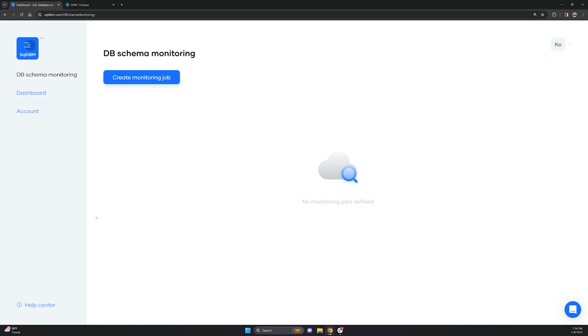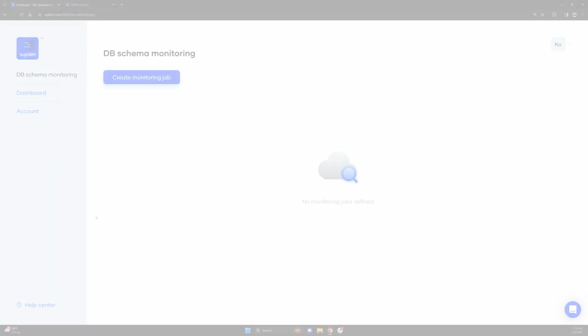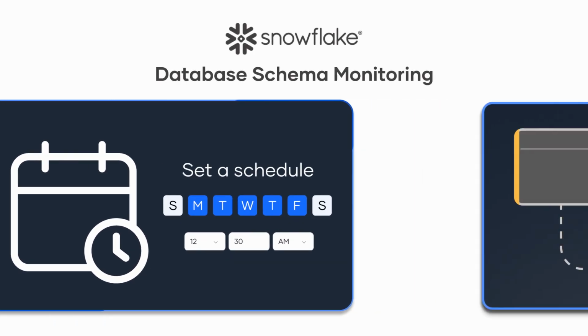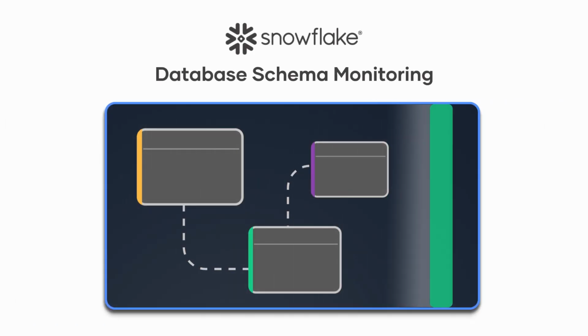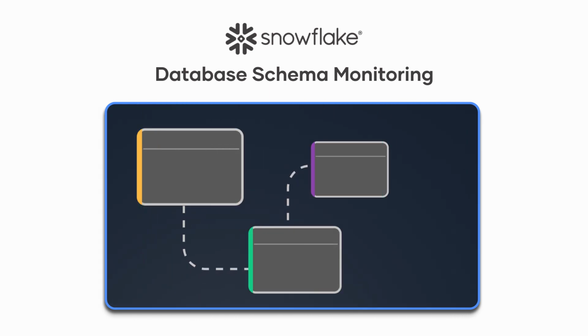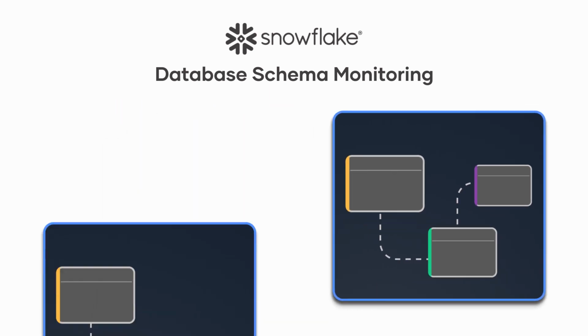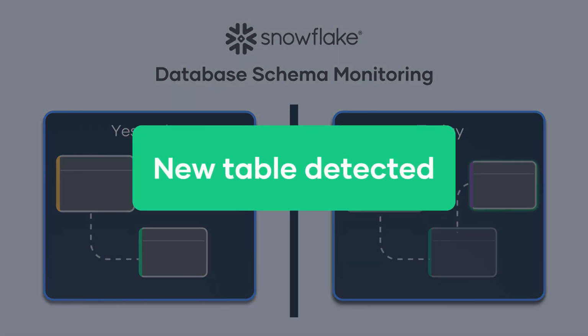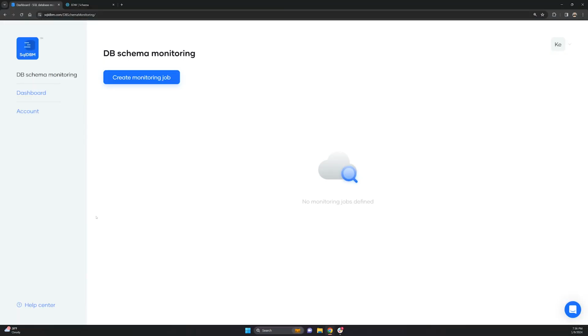Before I create any type of monitoring, let me first discuss what DB schema monitoring will do. These jobs will, on a scheduled basis, take a look at Snowflake to see what type of data structures are currently in place and compare them to what the monitoring jobs had found previously. When you first set up a monitoring job, it will baseline what currently exists inside your Snowflake database schema.